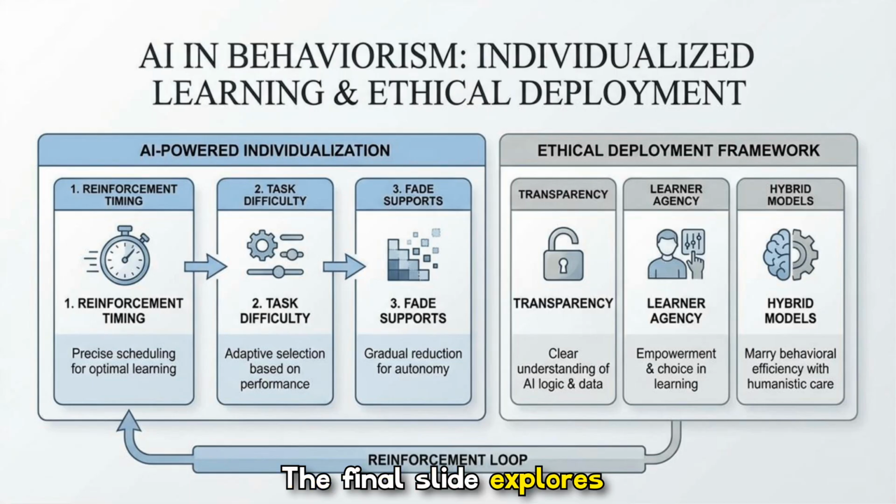The final slide explores AI-enhanced behaviorism for individualized learning and ethical deployment. AI can optimize reinforcement timing, adapt task difficulty, and fade supports to promote autonomy. But the framework emphasizes transparency, learner agency, and hybrid models that combine behavioral efficiency with humanistic care. In short, AI can augment the reinforcement loop, but strong ethical safeguards and clear communication are essential for trustworthy use.